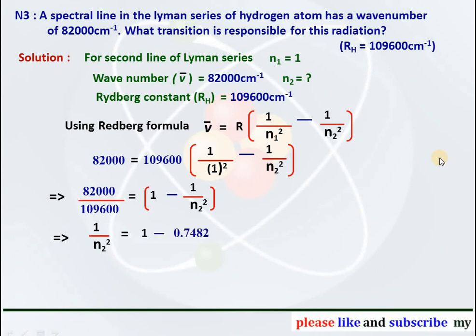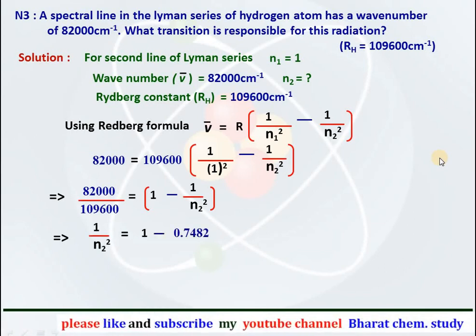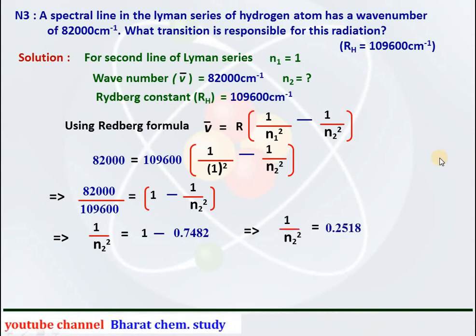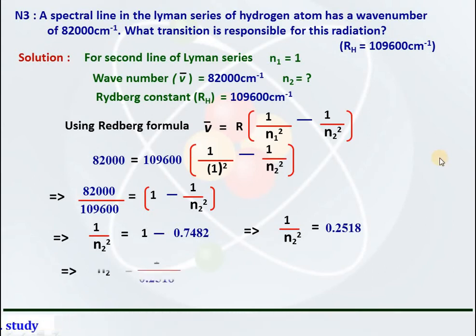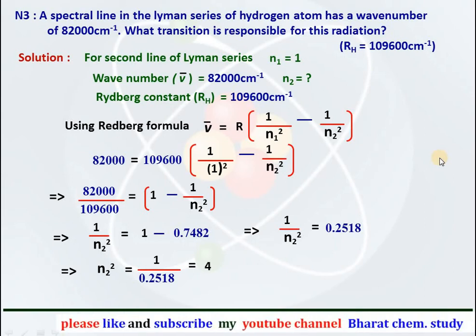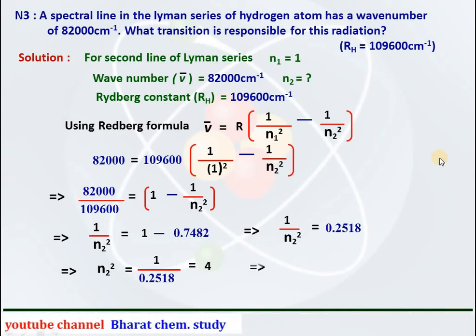So now putting the values, 1 upon n2 square comes equal to 1 minus 0.748, and the value comes to be 1 upon n2 square is equal to 0.2518. Taking the reciprocal, n2 square is equal to 1 upon 0.2518 which is approximately equal to 4, and on taking the square root of 4, n2 comes equal to 2.